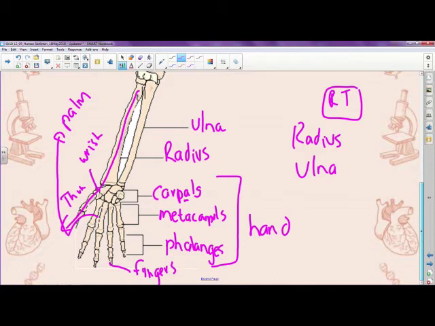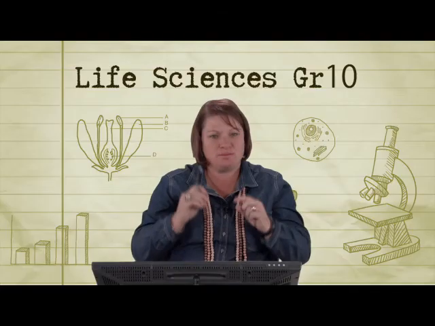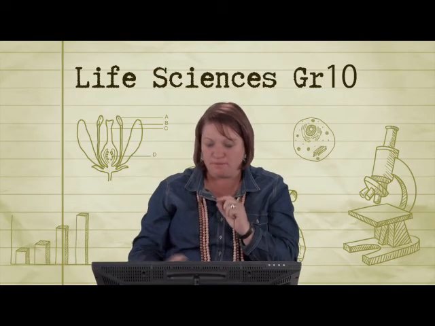Now look here. There are 3 in each finger, so in each hand I've got 14 phalanges. Here I've got 5 metacarpals. And in the carpals I've got 8. So when we're learning all the different bones, we don't have to know every single one. Lots of bones make up one structure.